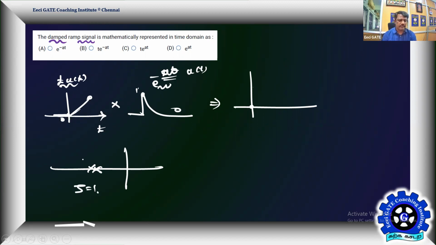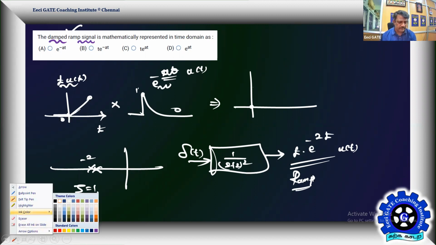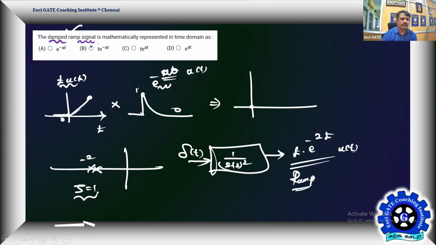Where you have pole set, for example, at -2, the system may have a transfer function like 1 by (s plus 2) the whole square. If we apply the impulse input, then you will see the damped ramp. The result is going to be t into e power minus 2t into u of t. That will be known as ramp with critical damping. Yes, I'm perceiving this way. So the possible answer for this problem is option B, t into e power minus at, for t greater than or equal to 0 seconds.